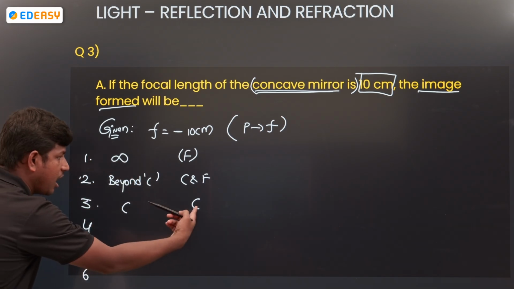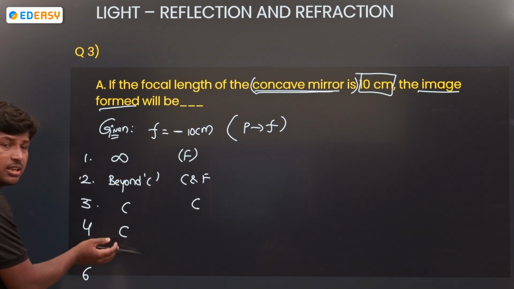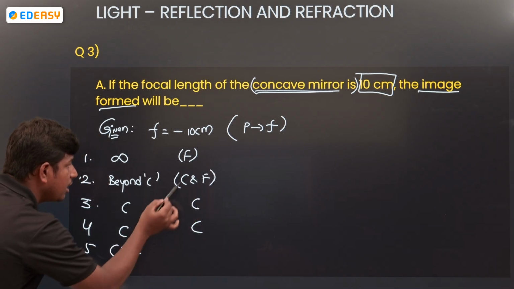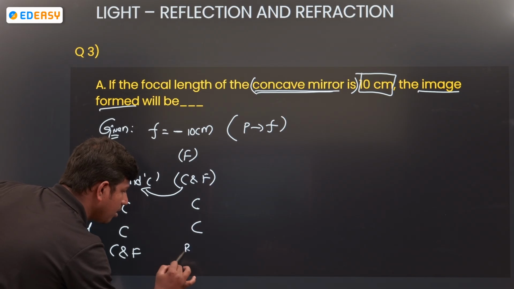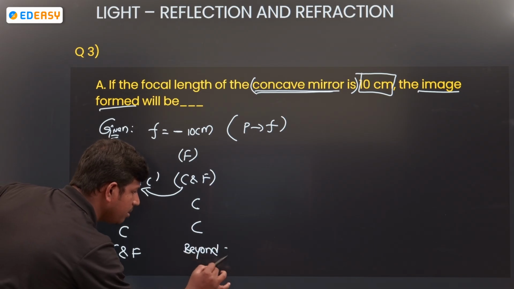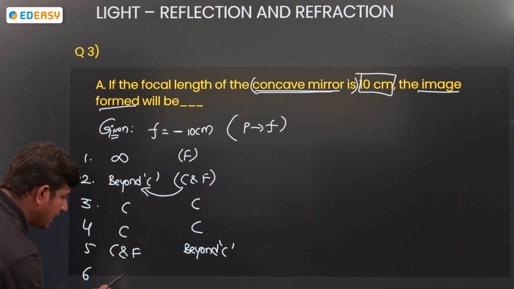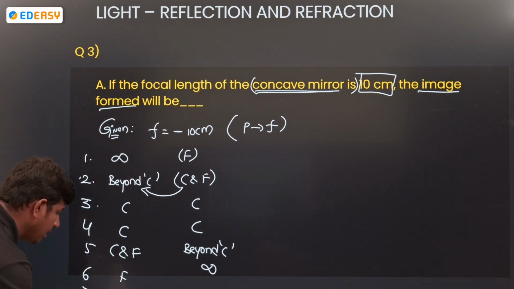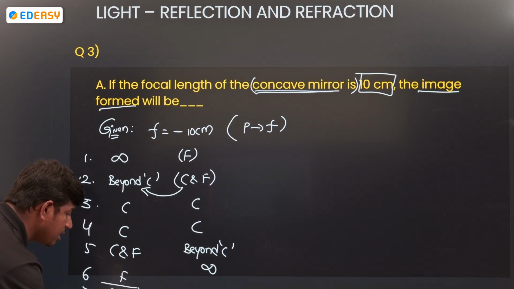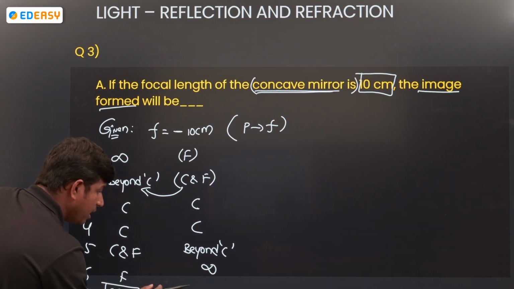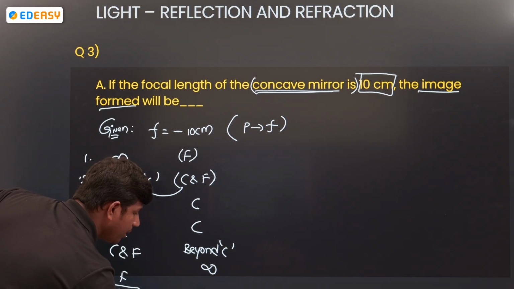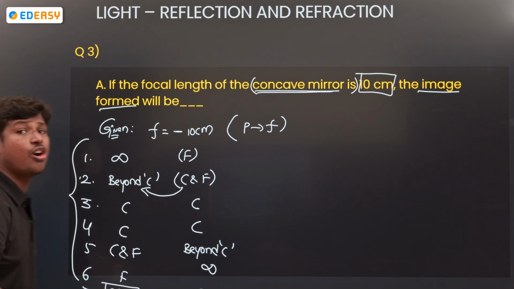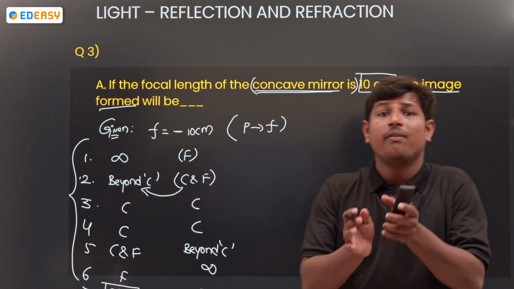Now tell me cases 4, 5, 6. If the object is at C, the image is at C only. If the object is between C and F, the image will be beyond C. If the object is at F, the image will be at infinity. If the object is between P and F, the image will be behind the mirror, an exceptional case. This many cases are there in a concave mirror. They are asking about where the image will be.